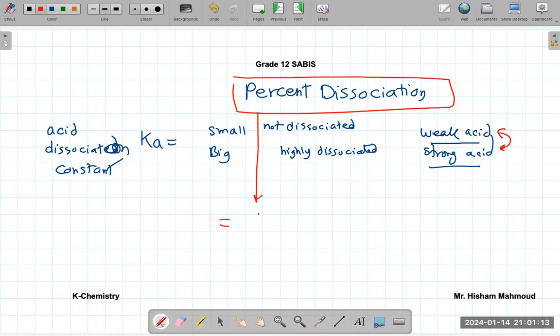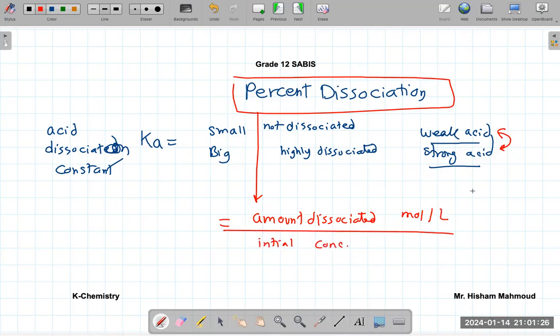It's equal to the amount that is dissociated. How do you measure that? In mole per liter, divided by the initial concentration, the initial concentration multiplied by 100%. Again, the concentration in mole per liter.